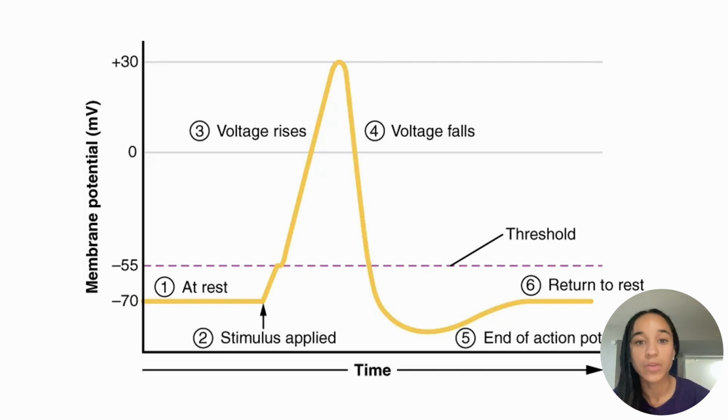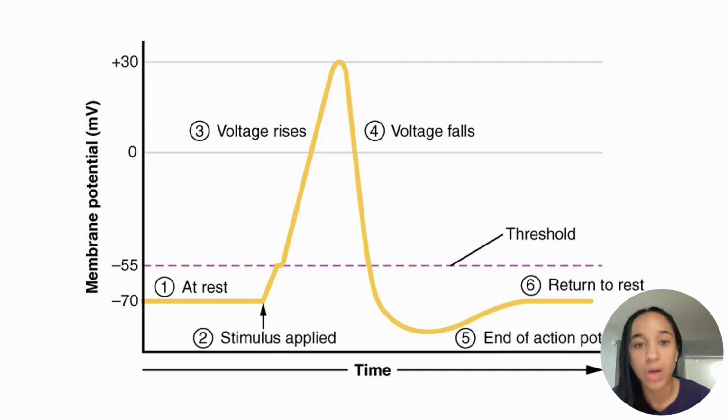And then in repolarization, this is when the potassium channels open. So at number 4, this is when the charge starts to fall and it becomes more negative, and it goes down to the threshold, which is -55. Then it returns to the resting potential, which is at -70, and then this process restarts.